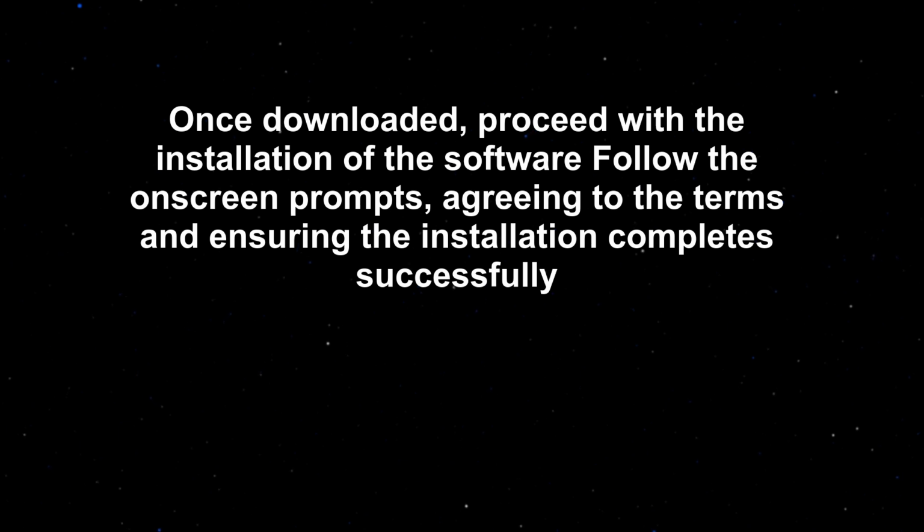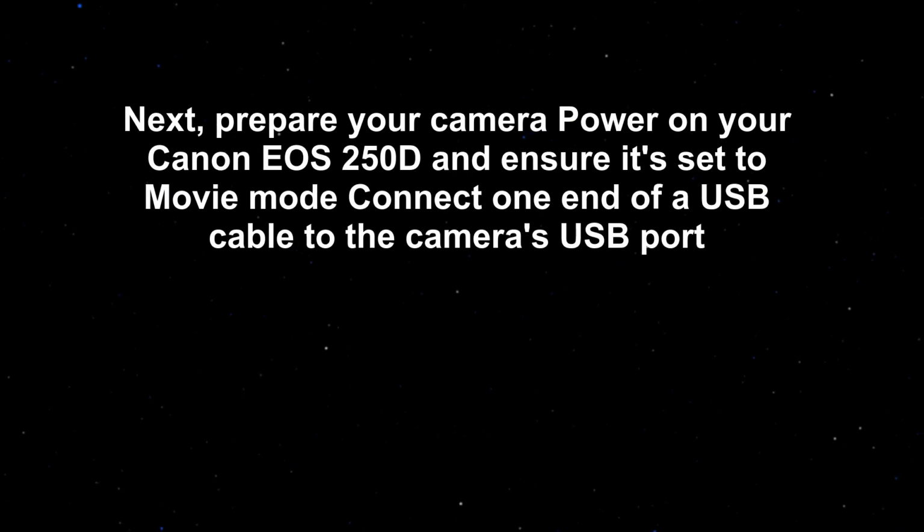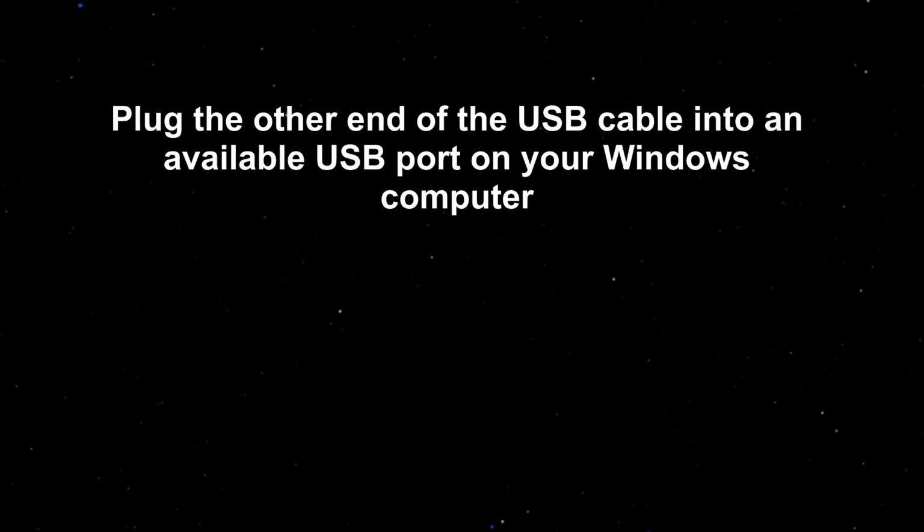Once downloaded, proceed with the installation of the software. Follow the on-screen prompts, agreeing to the terms and ensuring the installation completes successfully. Next, prepare your camera. Power on your Canon EOS 250D and ensure it's set to movie mode. Connect one end of a USB cable to the camera's USB port. Plug the other end of the USB cable into an available USB port on your Windows computer.